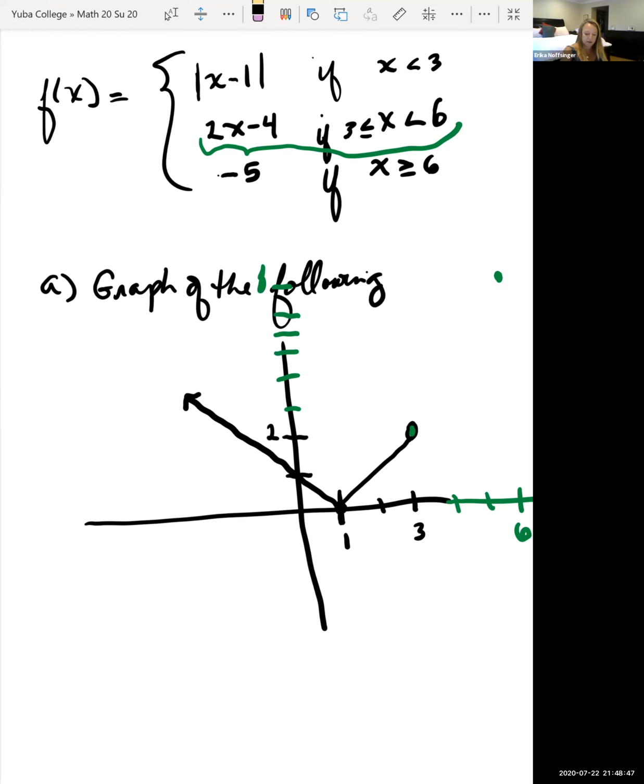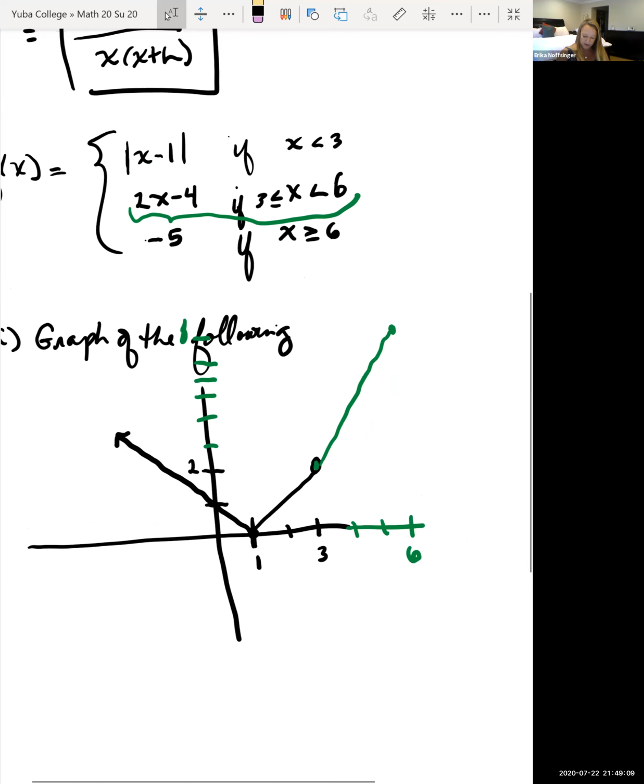I know that this 2x minus 4, it's a line, so there's not going to be any curvature in there. Whoops, except when I do it on my tablet. And then we want to graph the other piece, and this is going to stop here. And this was a solid. Oh, no, it's not solid. It's less than 6, so this has to be an open circle at 6, 8.